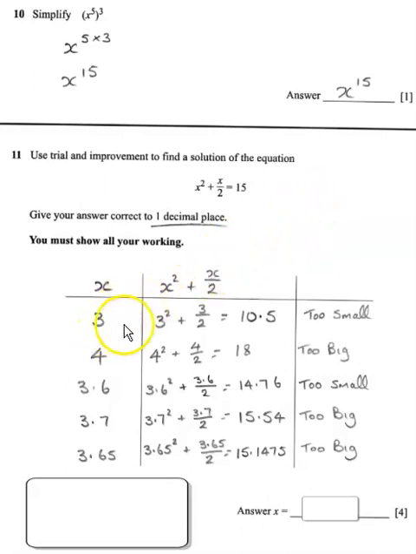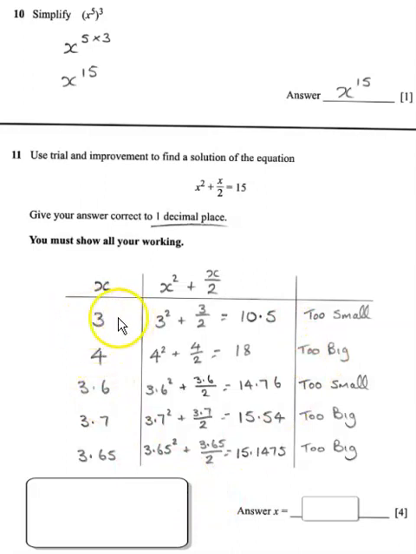So we start with 3 and we substitute into this expression here. So 3 squared plus 3 divided by 2, and we should get 10.5. When we compare it to the 15, it is too small. So we go to 4. So we have to go up the way for this one. So we substitute it again. So it's 4 squared plus 4 divided by 2, which is 18. Check it with the 15, it's too big.